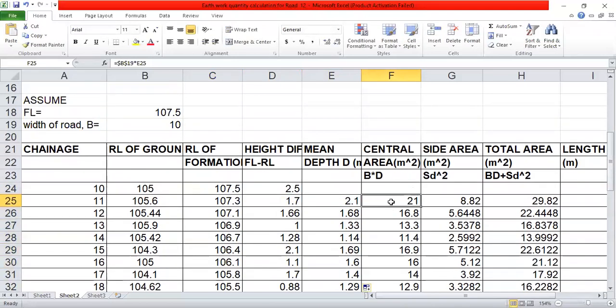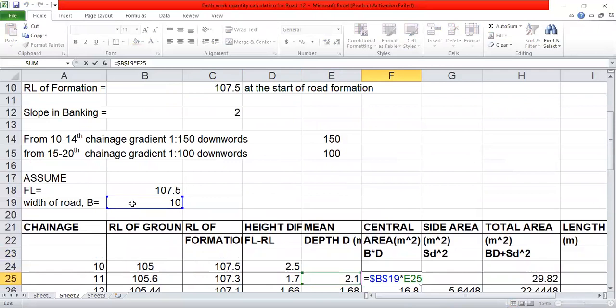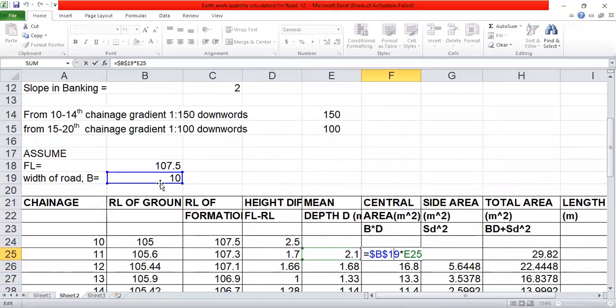Next is the central area, that is B into D. B is a fixed value, which is the 10-meter width of the road, the width of the formation, and then D is the mean depth. As the width of the road is not changing, you have to put the dollar sign before and after the B character.